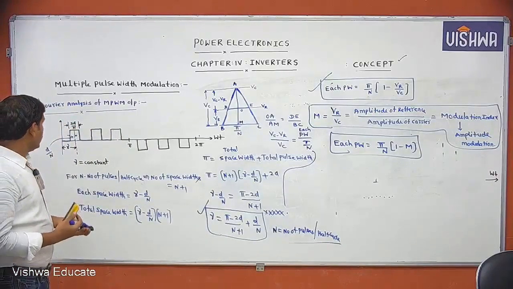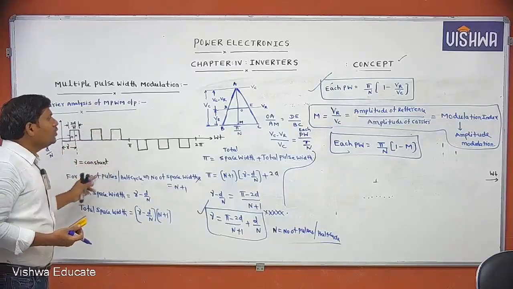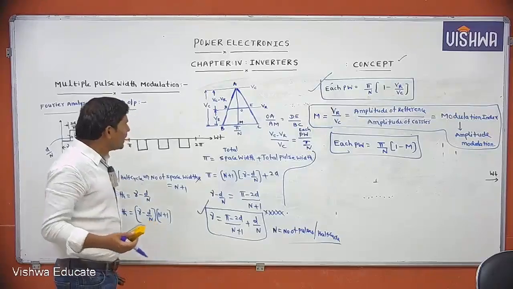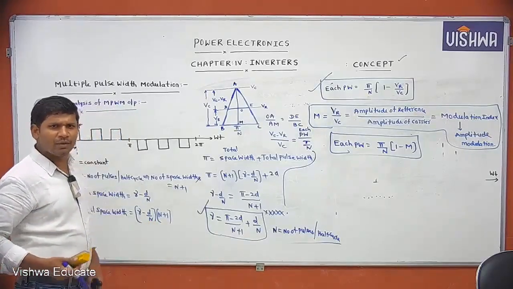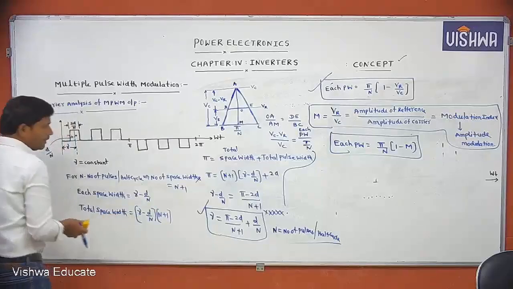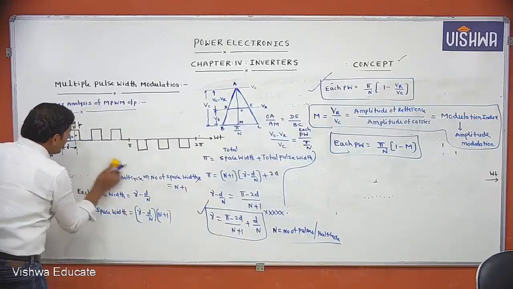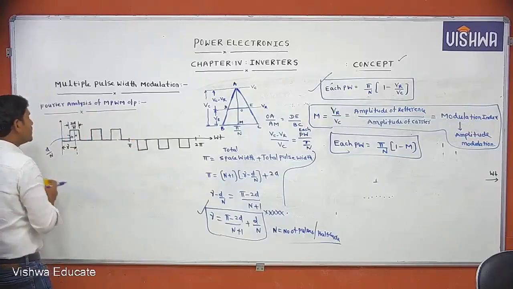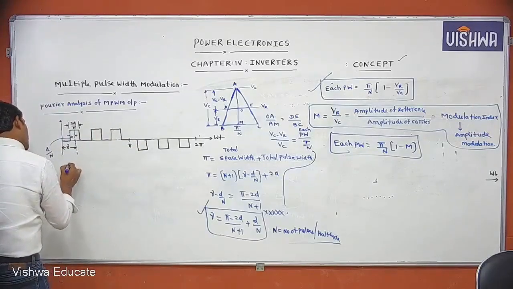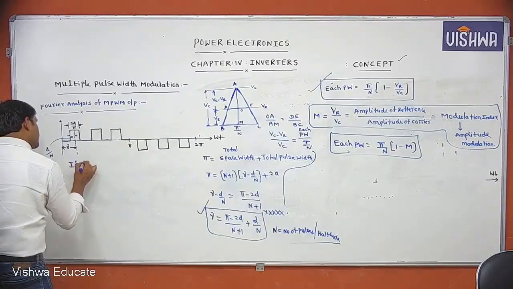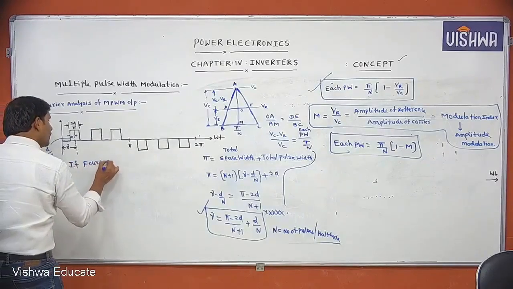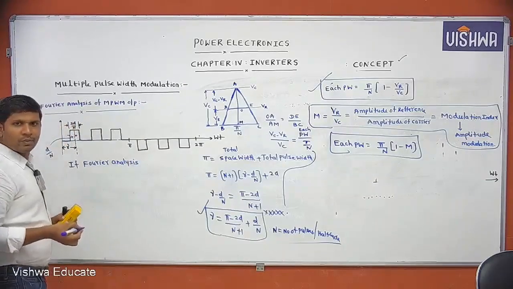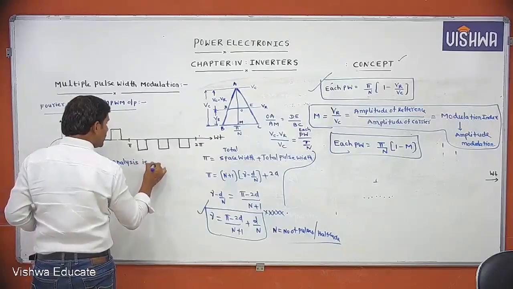Now, for this waveform, you want to apply Fourier analysis. I don't want to derive the Fourier analysis directly; I am writing the formula for multiple pulse width modulation. If Fourier analysis is applied to this multiple pulse width modulation waveform, because it is non-sinusoidal, what can we get?